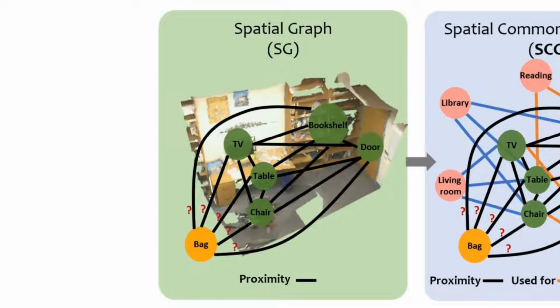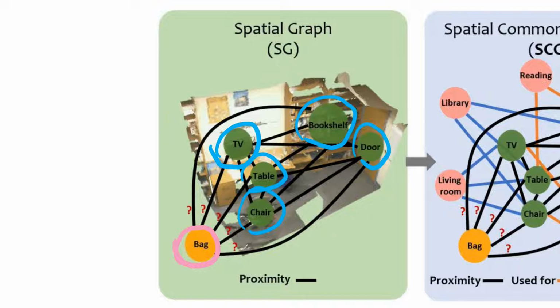For example, I have a TV here, a table here, a chair. We have the bookshelf, and also we have a door. And now we have one other object, and our intention is to find the location of this bag. So we don't know where the bag is located in the room, but we know we have one bag. If we find the distance of the bag with respect to other objects, we should be able to localize that.